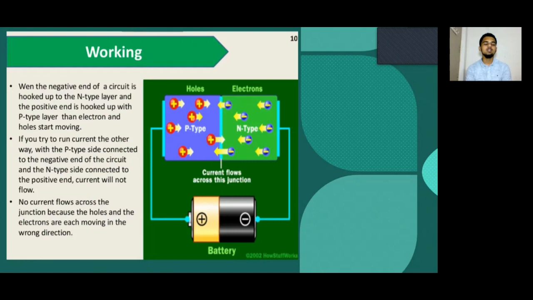If you try to run current the other way, with the p-type side connected to the negative end of the circuit and the n-type side connected to the positive end, current will not flow. No current flows across the junction because the holes and the electrons are each moving in the wrong direction.